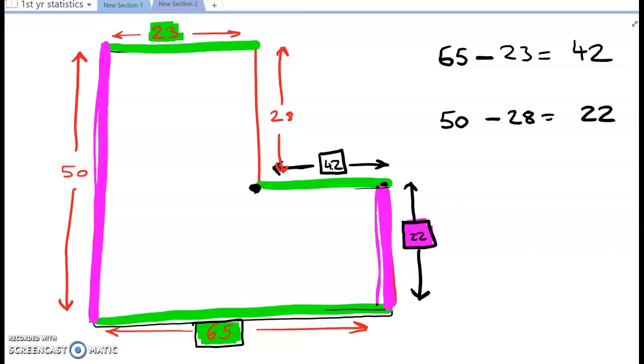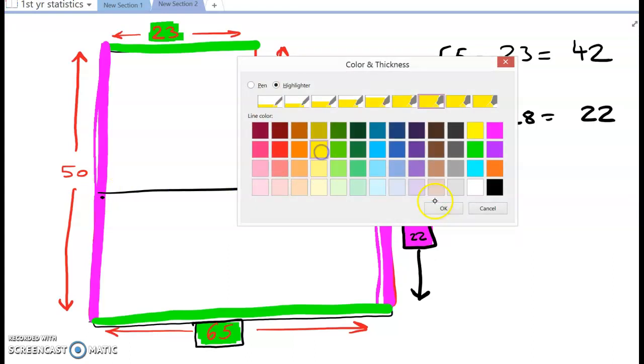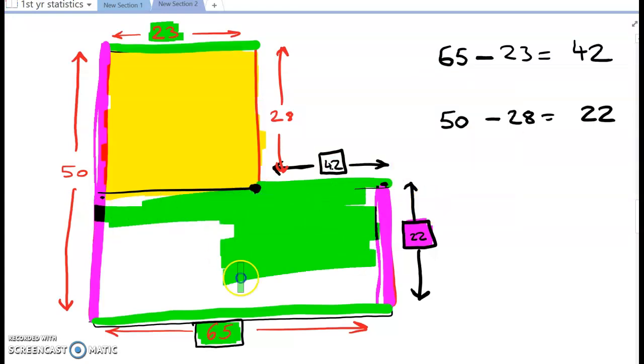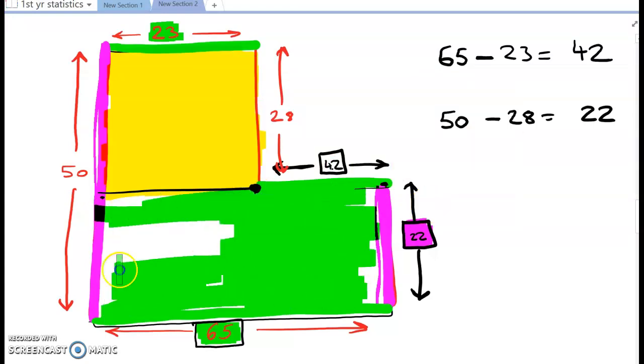I break it up into two rectangles. So I could go here or I could go here. I'm going to go here. Okay, I get two different colors. Let's pick yellow. And that's the yellow rectangle here. And let's pick green. Why not green? Big highlighter for down here. Okay. Now let's look at the yellow one first.